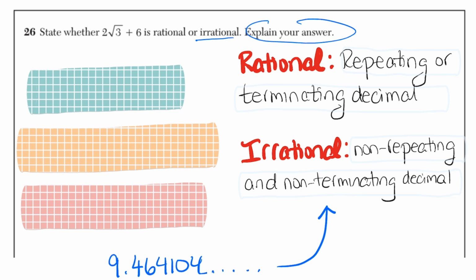You can fast forward to number 27 if you like, or you could stick around to hear the other explanation of knowing why it's rational or irrational.